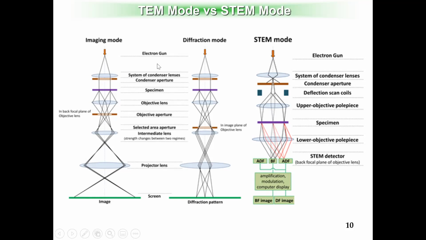The only difference between those two modes is where you put your objective aperture. If you put your objective aperture at the back focal plane of your objective lens, then you will have an image. But if you put your objective aperture in the image plane of your objective lens, then you will have a diffraction pattern. But in both modes, we call it the transmission electron microscope.